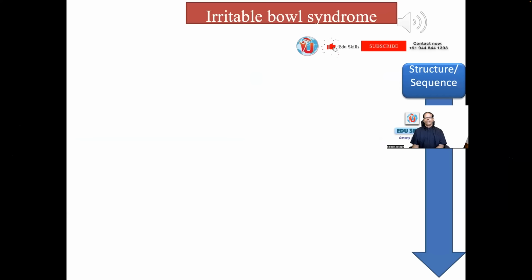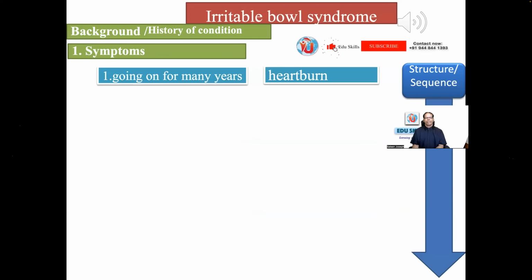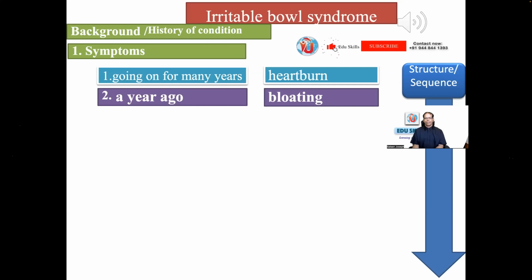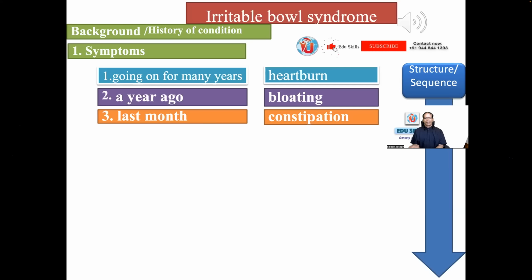And as you go into the next, we'll see just the options that you can give. Going on for many years, heartburn. A year ago, bloating. Last month, constipation. This is what I said. The chronological order or the sequence will definitely help you to locate the answer. These three are the first three answers.